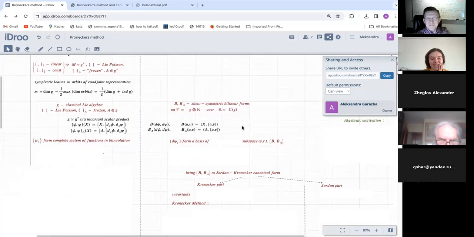Okay, let's understand what it means for our complete system of functions in bi-involution. As we remember, completeness of this system means that M is maximum possible, and bi-involution means this thing.